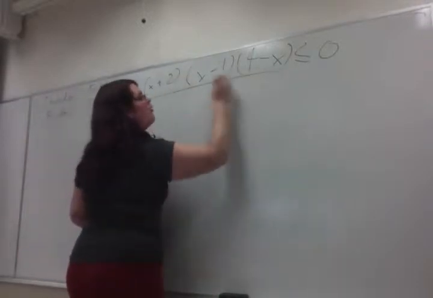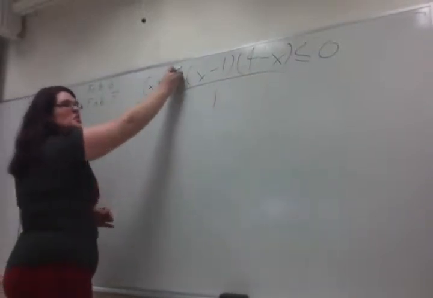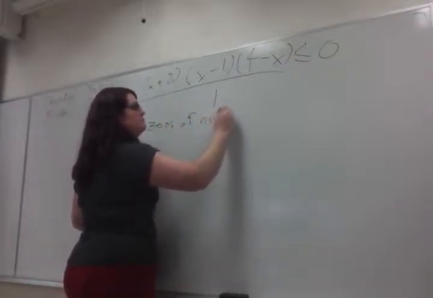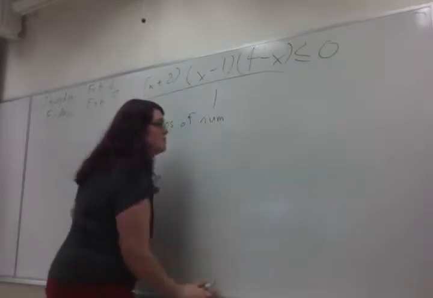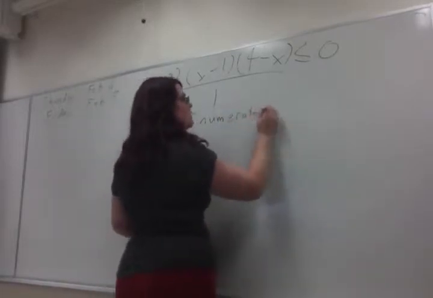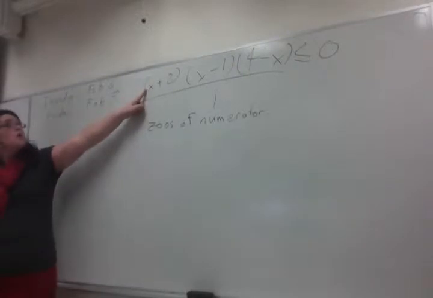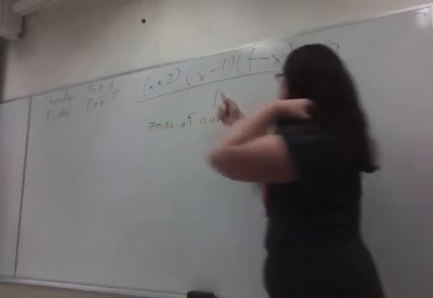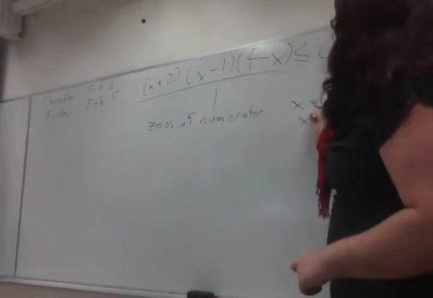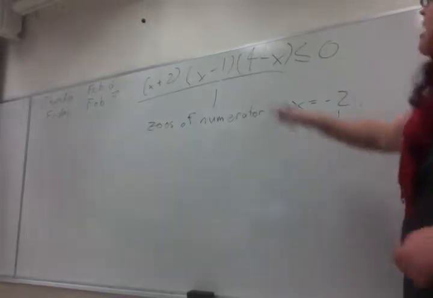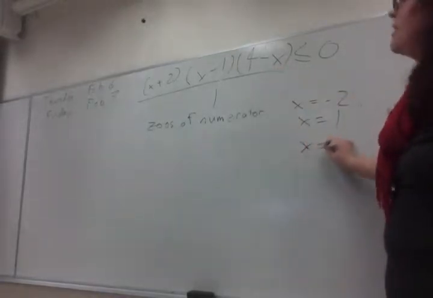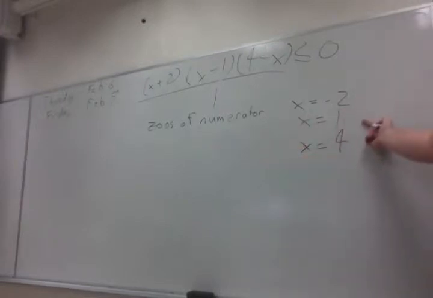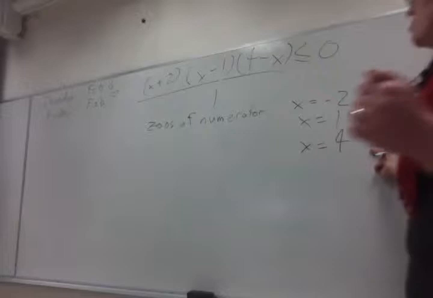as that whole thing over 1, right? So it's got basically a numerator and a denominator. The first thing we look for are what are called the zeros of the numerator. Where is the top 0? Well, the top is 0 when x plus 2 is 0. What happens at x equals negative 2? The top is 0 when x minus 1 is 0. What happens at x equals 1? And the top is 0 when 4 minus x is 0, which happens when x is 4. So negative 2, 1, and 4, those are the zeros of the numerator.